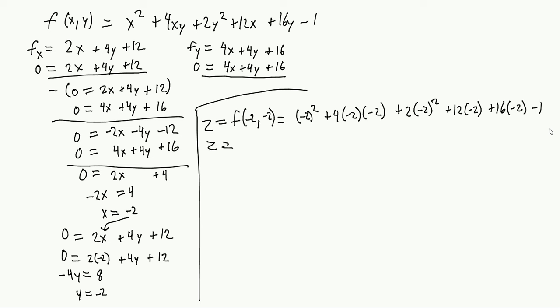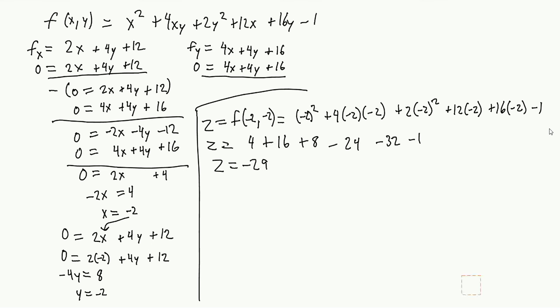So let's calculate that. Negative 2 times negative 2 is 4, times 4 is 16. Negative 2 squared is 4, times 2 is 8. 12 times negative 2 is negative 24. 16 times negative 2 is negative 32. Minus 1. So let's add that up. 16 and 4 is 20, and 8 is 28, minus 24 is 4, minus 32 is negative 28, minus 1 is negative 29.